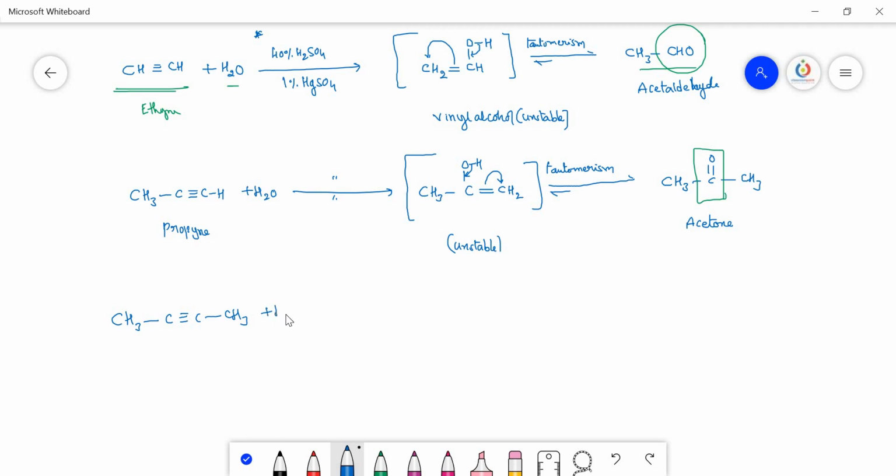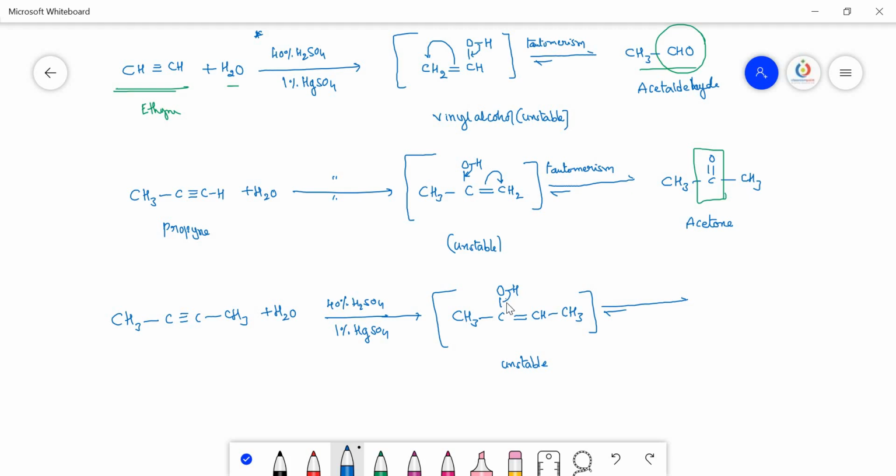Let's take butyne, add H2O in the presence of the same 40% H2SO4 and 1% mercuric sulfate. This is the symmetrical one, this is the unsymmetrical one. Just add hydrogen on one side and OH on the other side. So CH3, imagine OH is added here, double bond CH, CH3. Again I am going to write down, this is the one that is unstable.